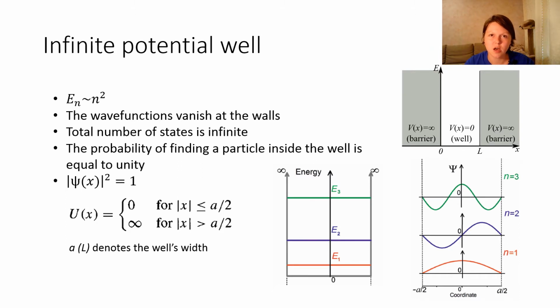The wave functions of each energy level vanish at the walls of the potential well, as you can see here. The probability of finding a particle inside of the well is equal to unity. So it means that we are definitely sure that the particle is inside of the well, not outside. The probability of finding a particle can be mathematically represented as the square of the modulus of the wave function. So the probability is equal to unity, and the square of the modulus of the wave function is also equal to unity.